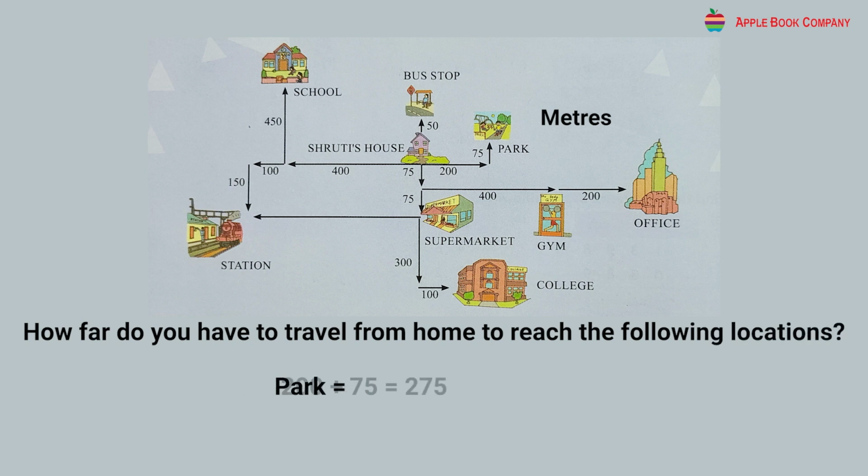Park. 200 plus 75 is 275. Station. So from Shruti's house, 400 plus 100 plus 150 is 650. So it will take 650 meters. And to the school, 400 plus 450 is 850. And to the office, 75 plus 400 plus 200 is 675. And to the gym, it is 75 plus 400, which is equal to 475.